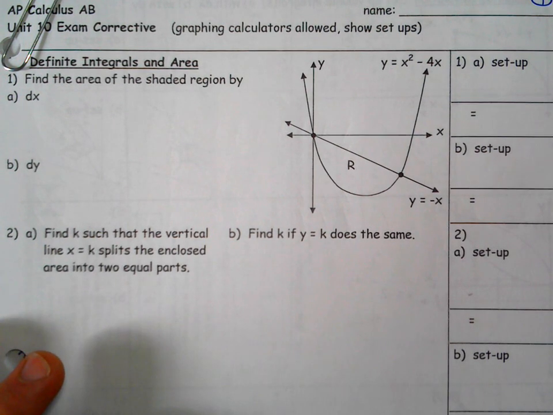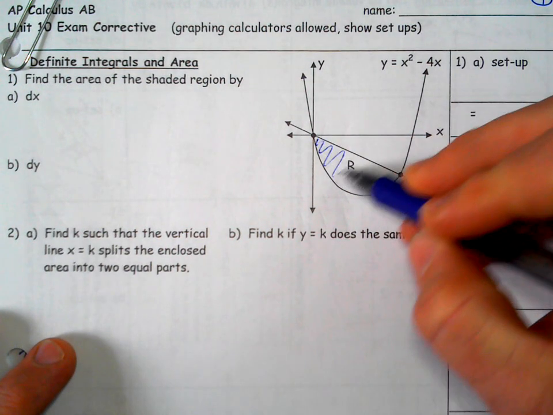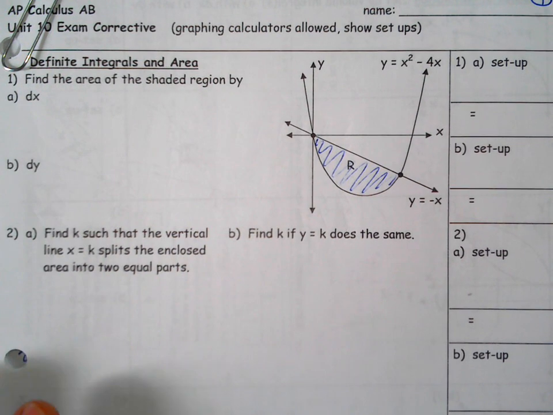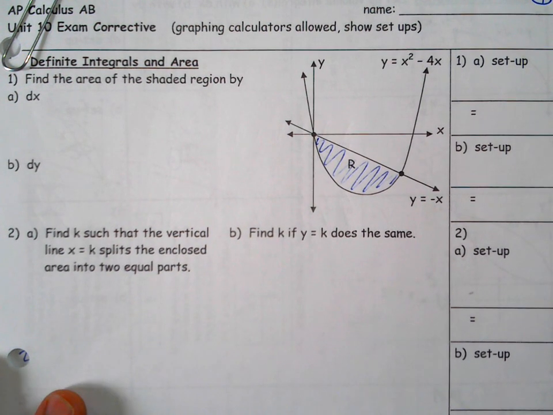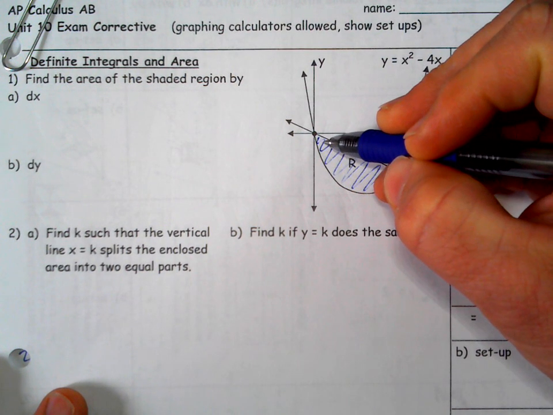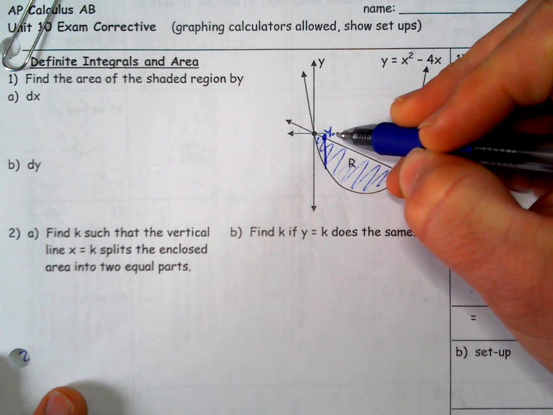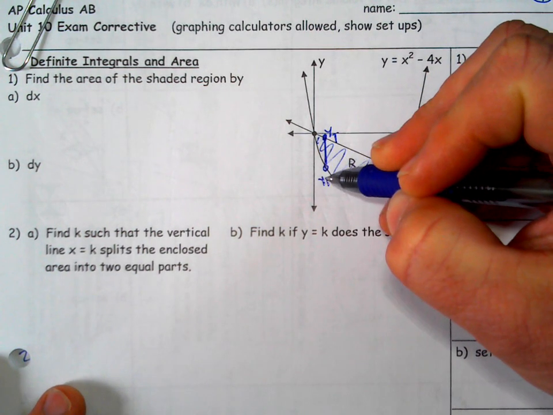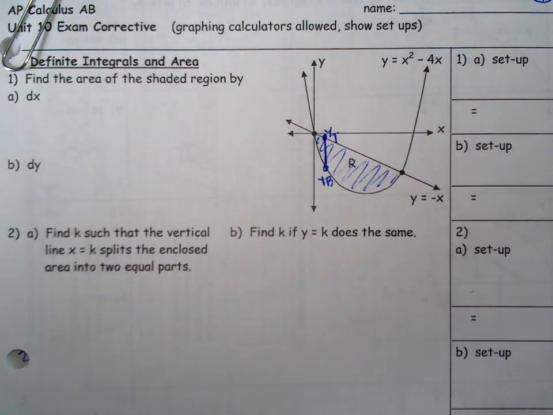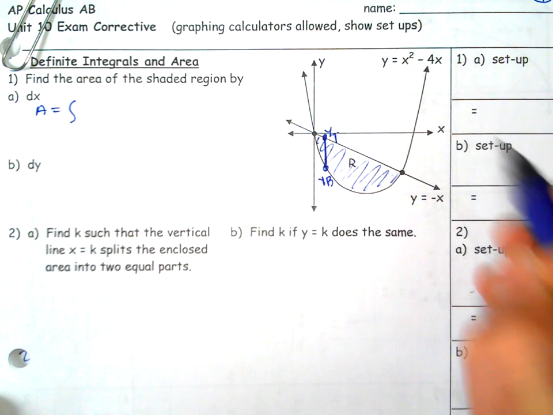Find the area of the shaded region. Now, it's not actually shaded, but this would be it. And dx means we're going to do vertical slicing. We're going to integrate with respect to x. And so you could draw one of those slices, and it would be y top minus y bottom. And so the area is going to be the integral.